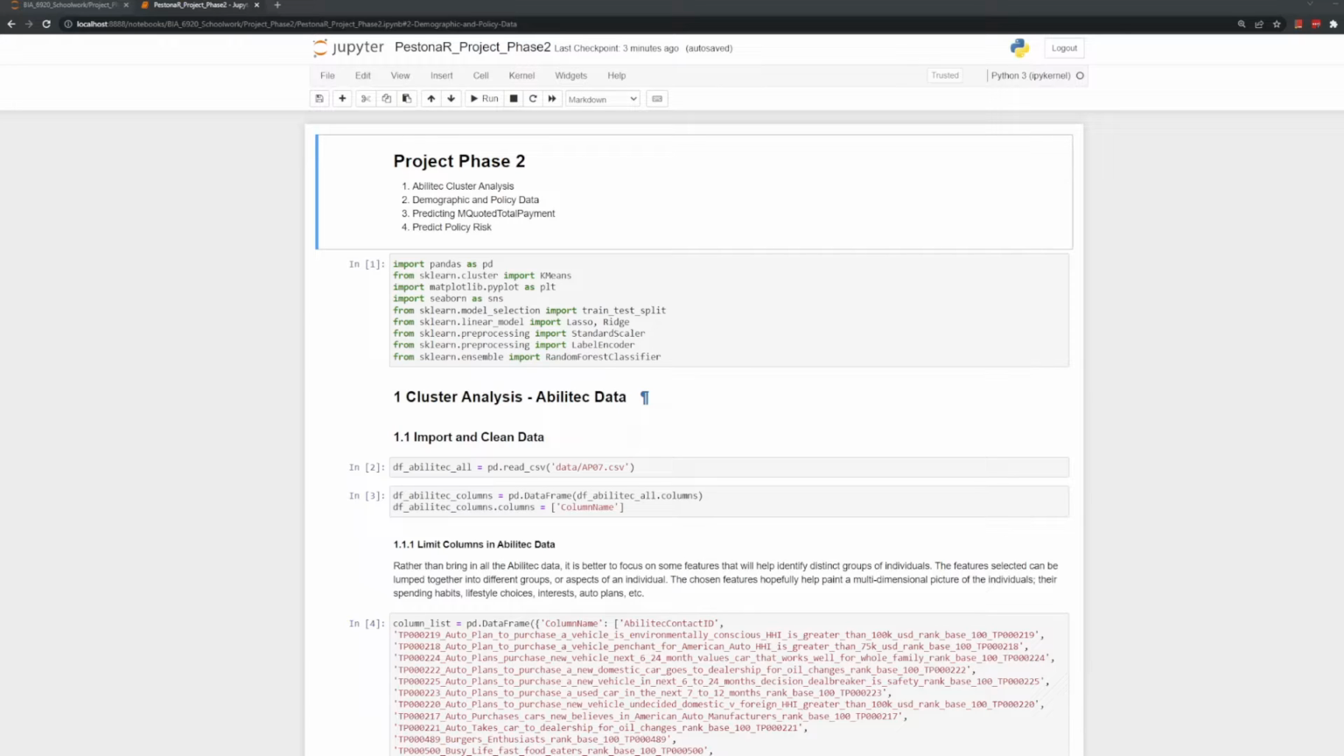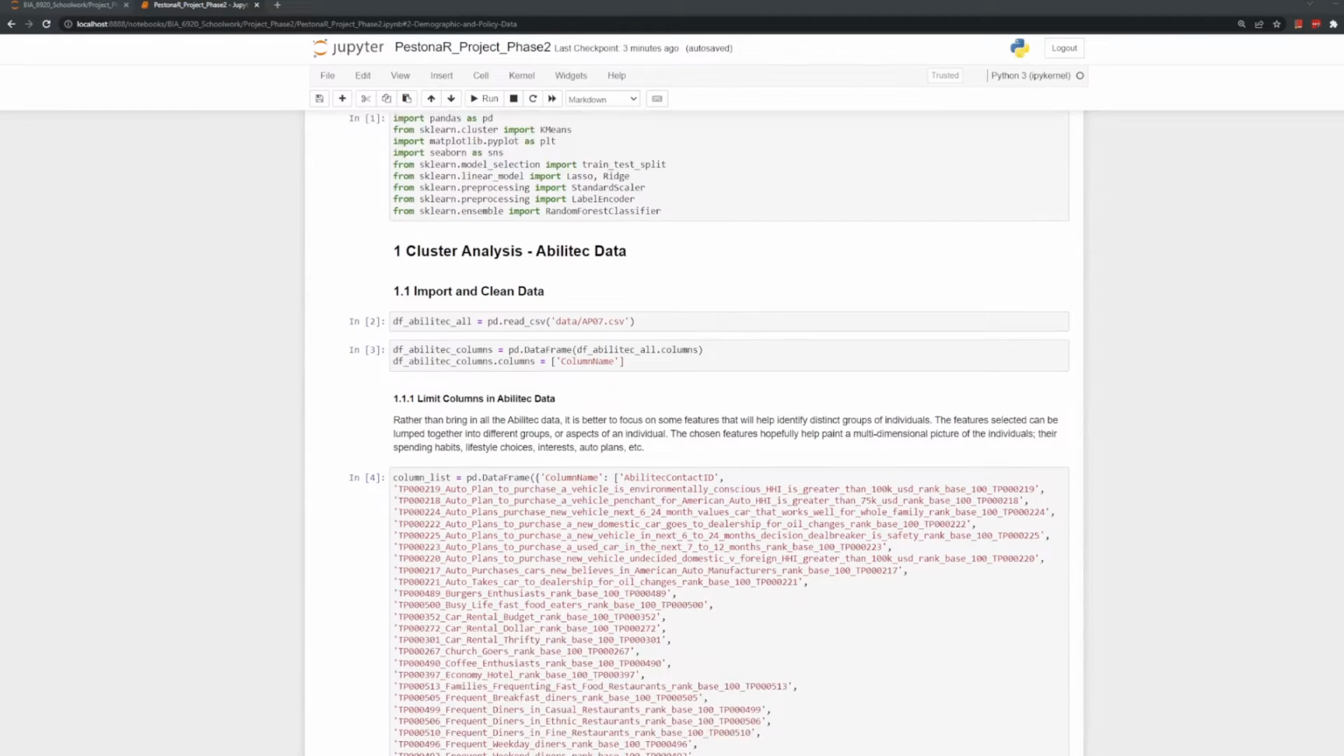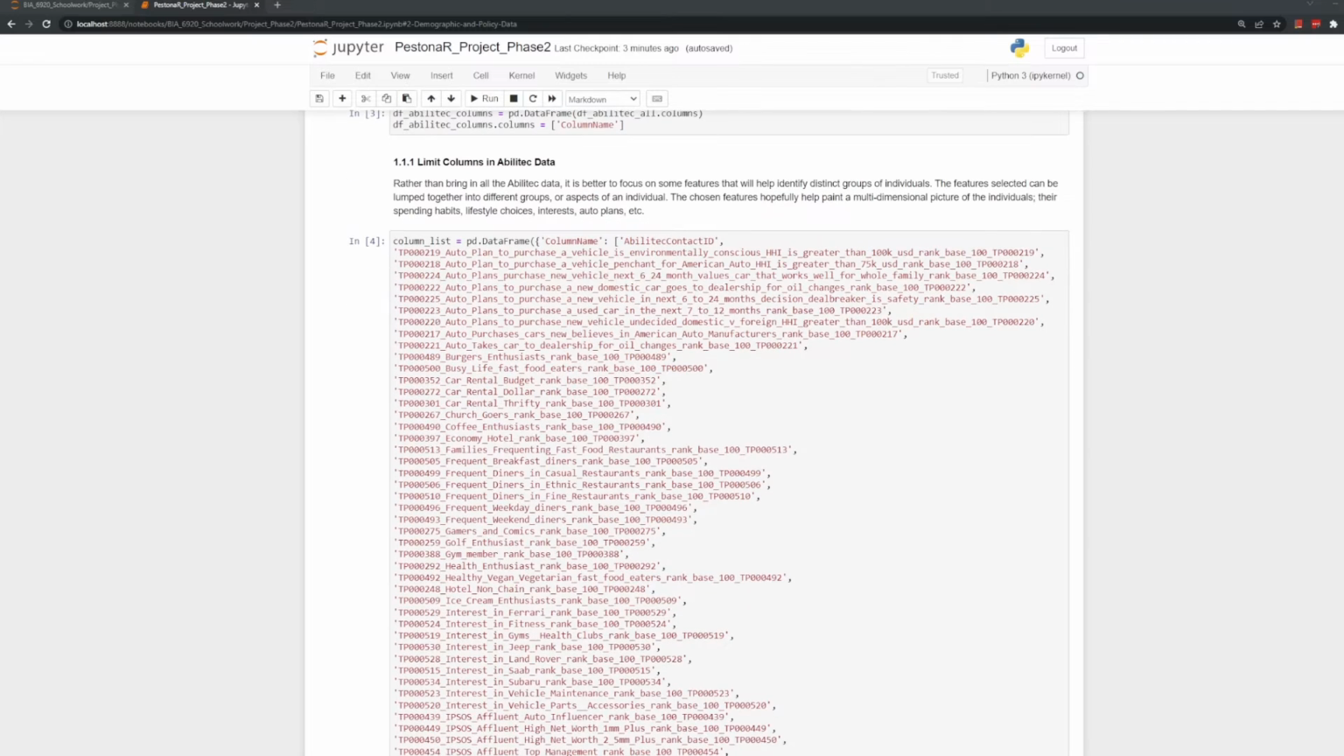Up first is a cluster analysis using the Abilitech data. So we're going to bring that data in, and there are a lot of columns in this data set. I've tried to pick several that lend themselves to natural groupings, anything related to planning to purchase a new or used vehicle. There are some columns in here relating to lifestyle choices.